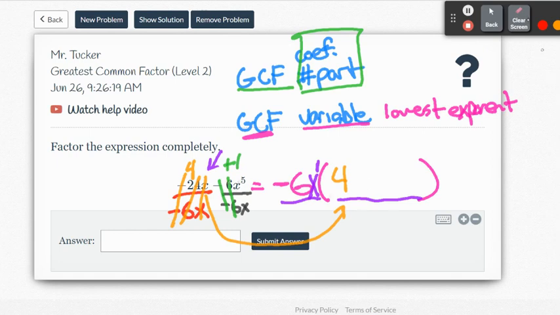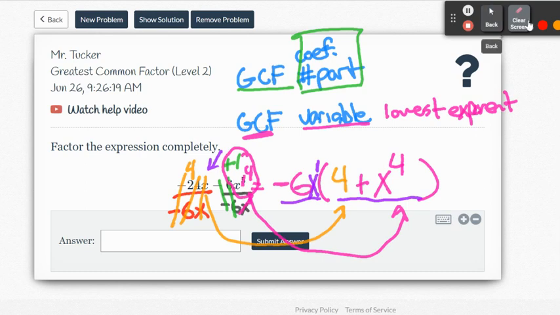And then the x to the 5th, I need to divide by 1 variable, 1x. So what happens is subtraction. 5 minus 1 is 4. So x to the 4th remains. So it's 1x to the 4th that goes over here in the box. Positive 1, you don't have to write the 1, x to the 4th power. So my answer is negative 6x times 4 plus x to the 4th after factoring. My greatest common factor is negative 6x.